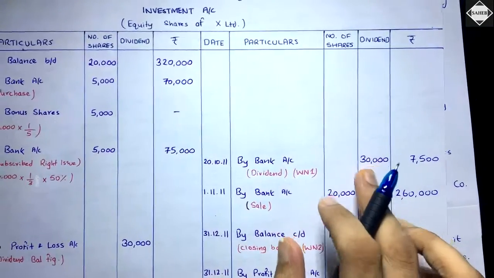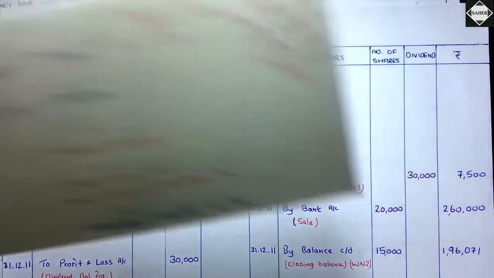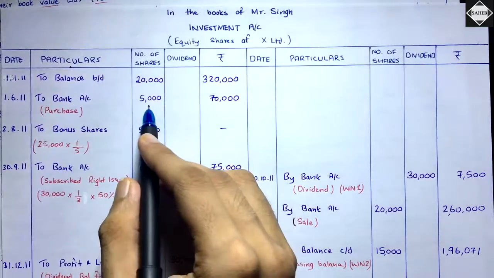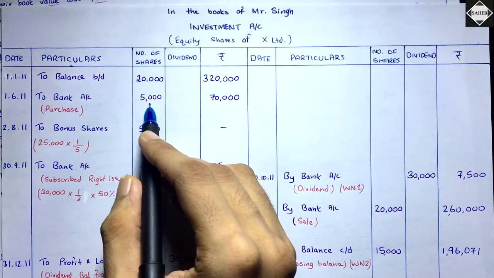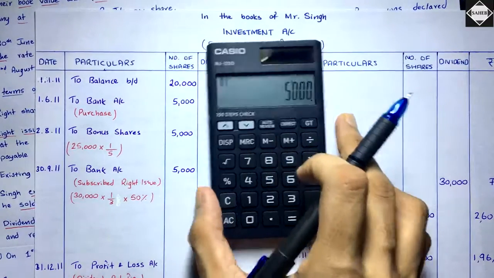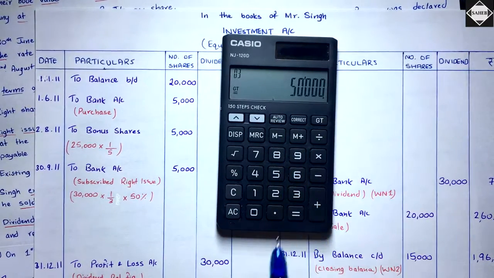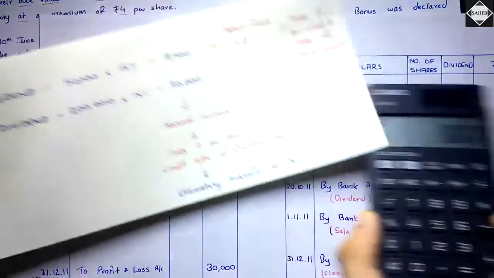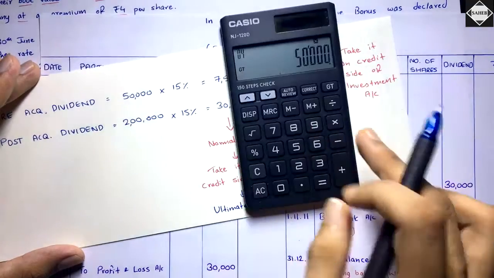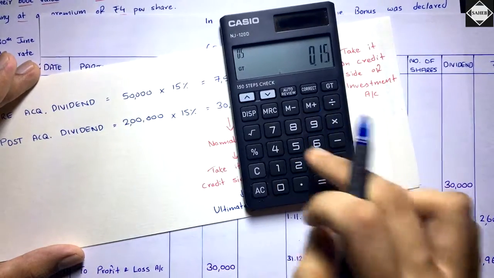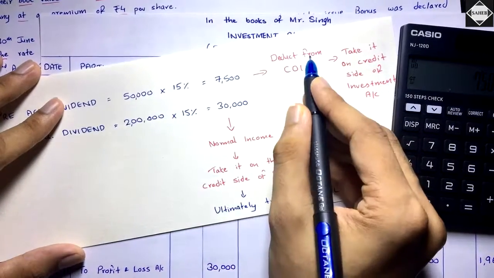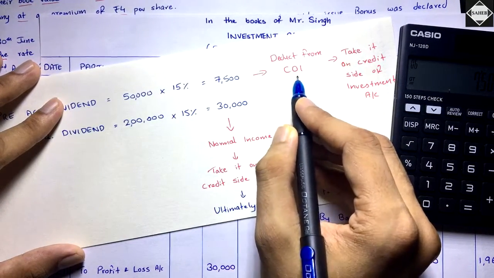Simple? Yeah. Then we have one more dividend, that's called pre-acquisition dividend, yeah? And you have to calculate that on the purchases you have made in the current year. And 5,000 is the number of shares you have purchased in the current year. But what's the total face value? 5,000 shares into rupees 10 face value, that's equal to 50,000 total face value. So on that 50,000 total face value, you have to calculate 15%, you will get 7,500. See, 50,000 into 0.15, that's equal to 7,500. So 7,500 has to be deducted from cost of investment, COI, yeah?